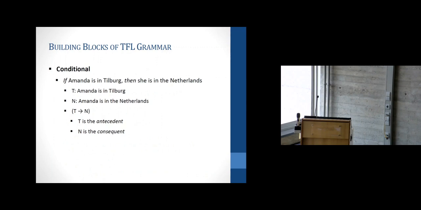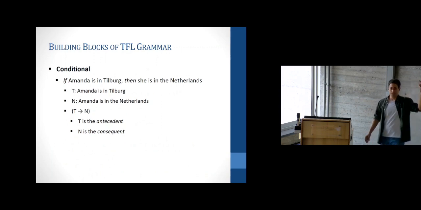Okay? If Amanda is in Tilburg, then she's in the Netherlands. This example of me interpreting in the Netherlands is the one that we like to use. So we have T and N, and we write it down as T arrow N. If T is true, then N is true. If you're in Tilburg, then you're in the Netherlands.